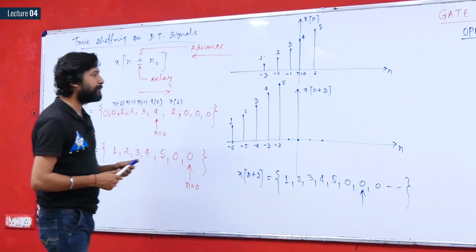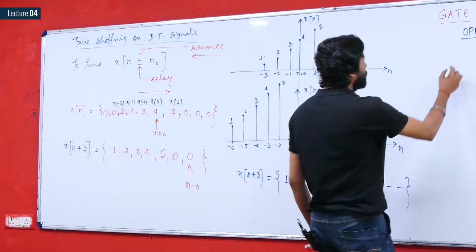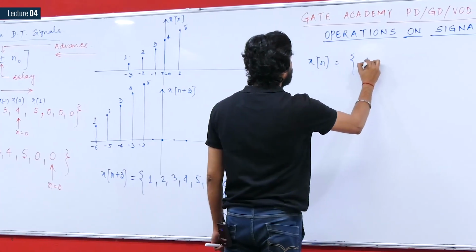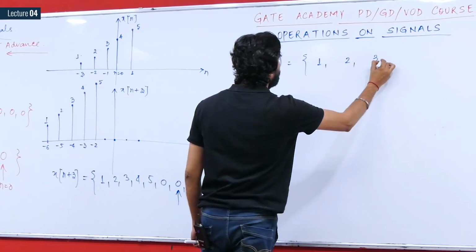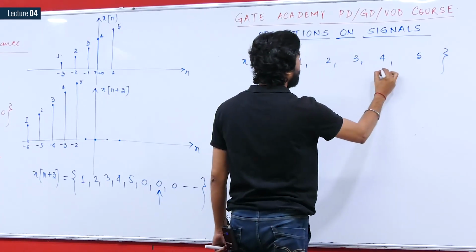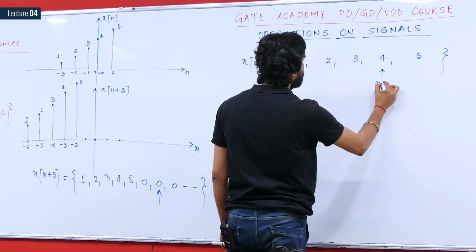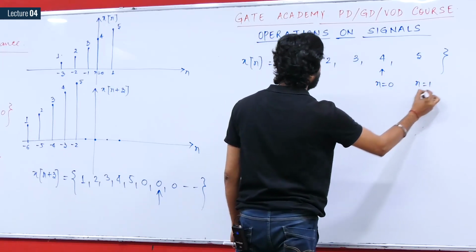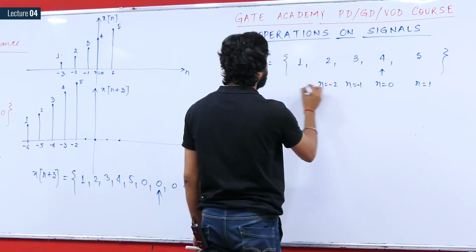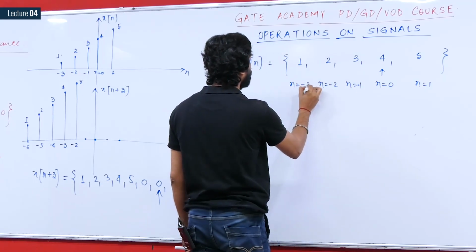Again, these are two methods. You can follow one more method: if x of n is given to you as 1, 2, 3, 4 and 5 with origin at 4. That is, it is for n equals 0, it is for n equals 1, value at n equals -1, this is value at n equals -2 and it is at n equals -3.